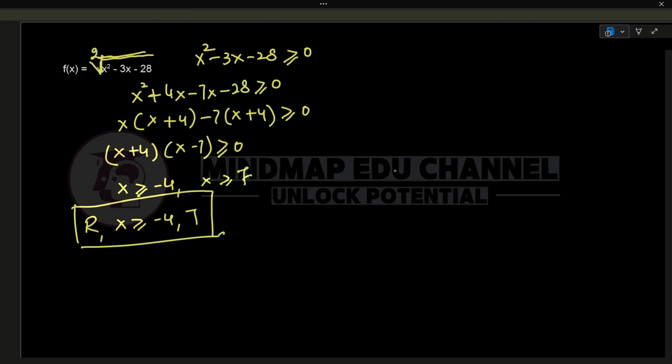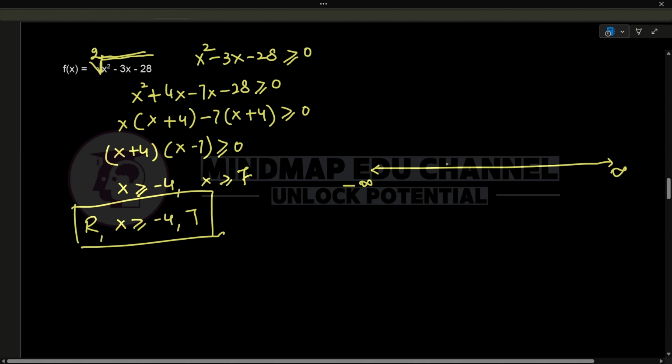Okay, now here the number line and the interval notation will be a little different. Let's do it. Minus infinity to plus infinity, and here are -4 and 7, and both will be closed circles. Now in this case, your number line is divided into 3 sections. See here, these are the 3 sections: first, second, and third.